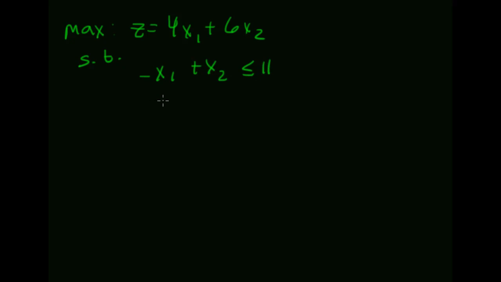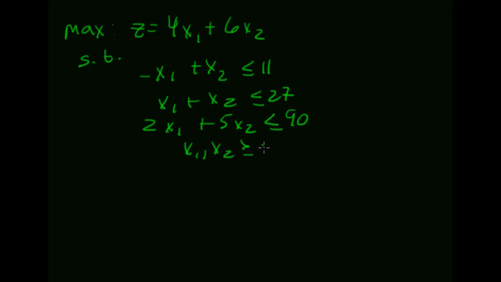So let's give a specific example of this. We're going to maximize z equals 4x1 plus 6x2, subject to negative x1 plus x2 less than or equal to 11, x1 plus x2 less than or equal to 27, 2x1 plus 5x2 less than or equal to 90, and x1 and x2 are positive.